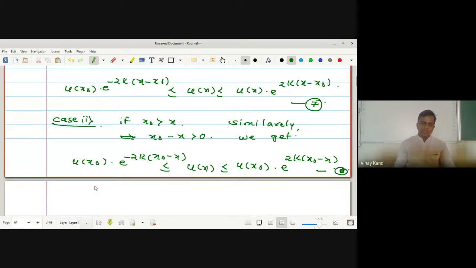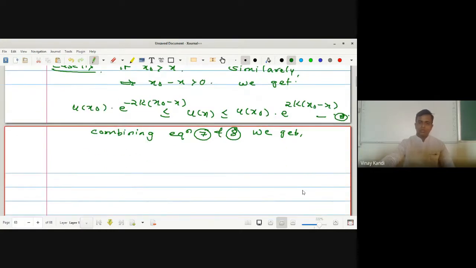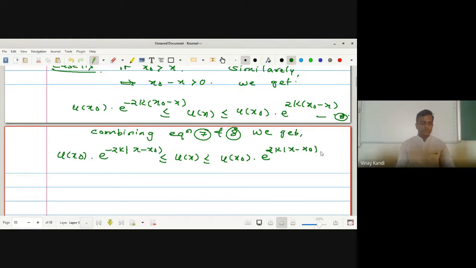So combining equation 7 and 8, we get u of x naught into e raised to minus 2k into mod of x minus x naught, which is less than or equal to u of x, which is less than or equal to u of x naught into e raised to 2k into mod of x minus x naught. Okay, any doubt up to here?